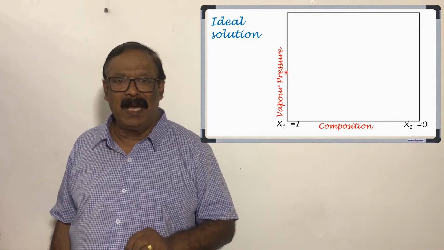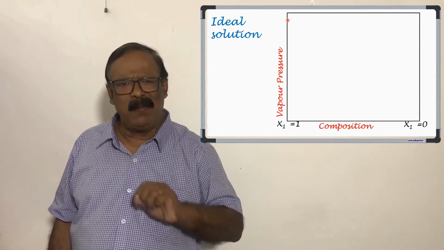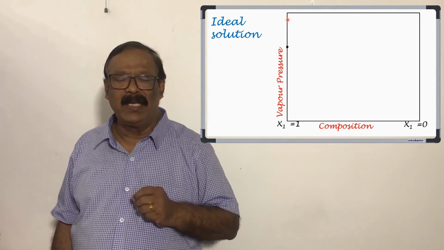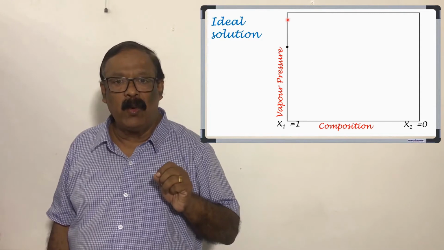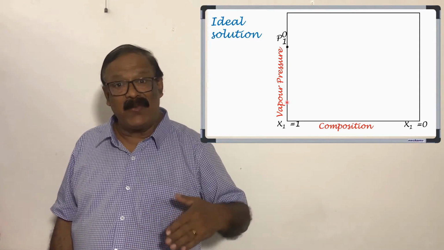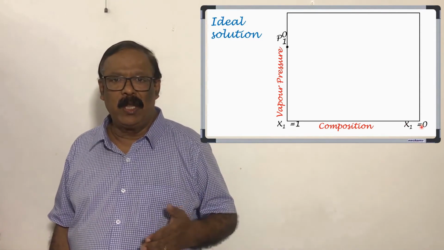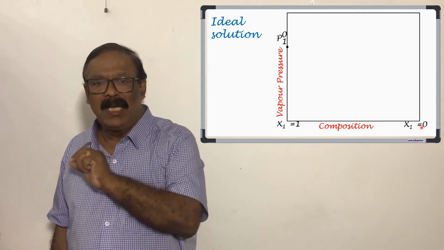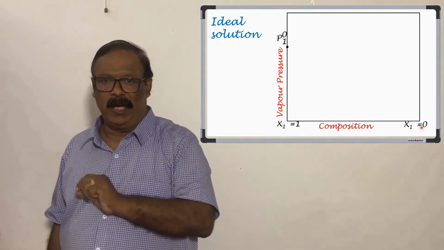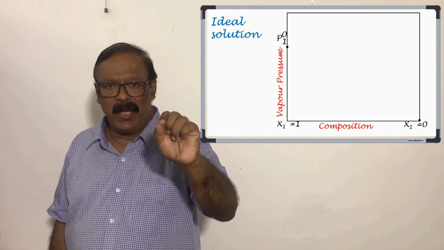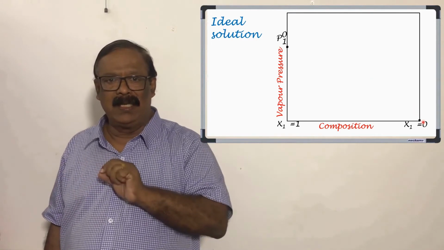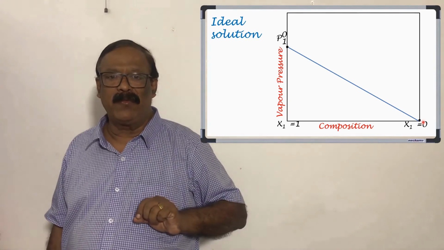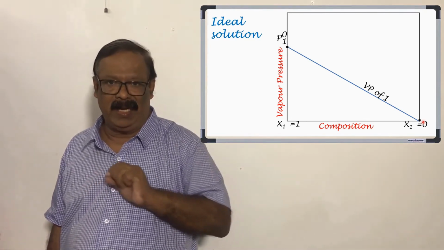It can be marked along the y-axis at any point because the values are not given. So this point corresponds to P0 1. When x1 is equal to 0, there will be no x1 present, so its vapor pressure will be equal to 0 at this point. When P0 1 is joined with this point, we get a line which represents the vapor pressure of the component 1.